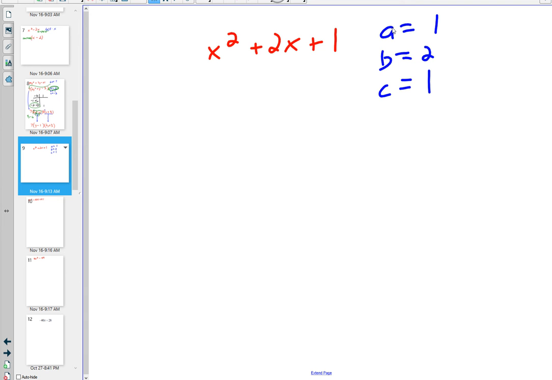But I cannot say that this is a perfect square trinomial unless this passes the test I showed you yesterday, which was B squared, which is 2 squared, is equal to 4. Yes, it's always a 4. There's always a 4 there as part of the formula. I told you to write it down. Times A times C. So times 1 times 1. Yesterday we tried this and it didn't work. But it didn't take us that much time.